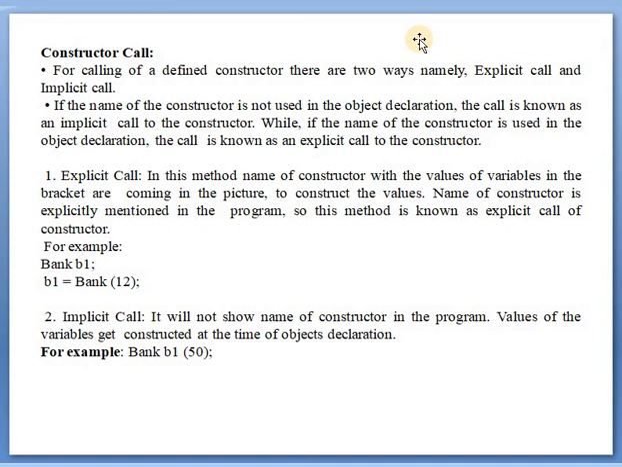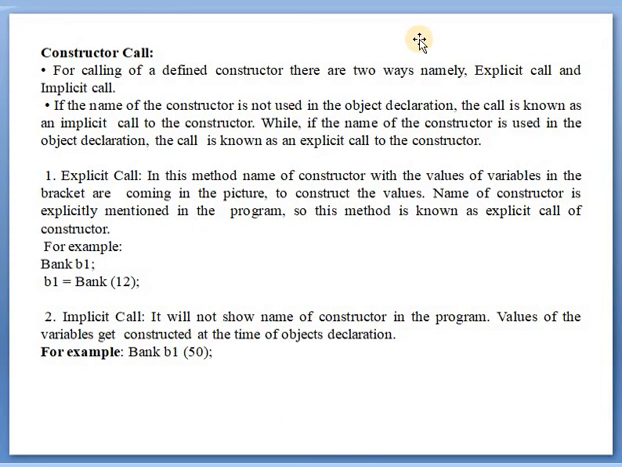Now, constructor call. For calling a defined constructor, there are two ways, namely explicit call and implicit call. So we can call the constructor explicitly or implicitly. If the name of the constructor is not used in the object declaration, the call is known as an implicit call to the constructor.